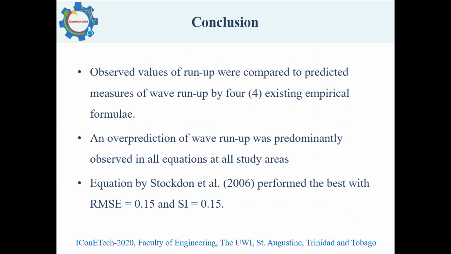So to conclude, we compared observed values of wave runoff to predicted measures of wave runoff by 4 existing empirical formulae. We did see that these four models did not perform very well, with generally an overprediction of wave runoff in all models for all study areas. The equation by Stockton et al. did perform the best, with root mean squared error and scatter index of 0.15.